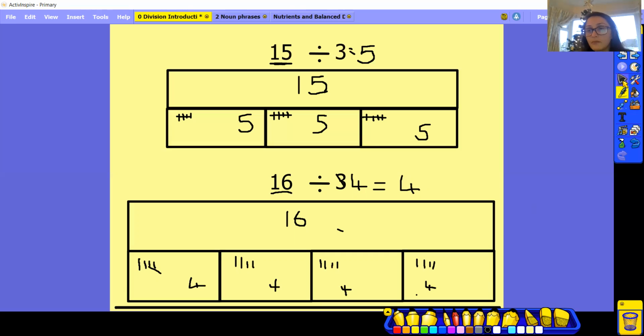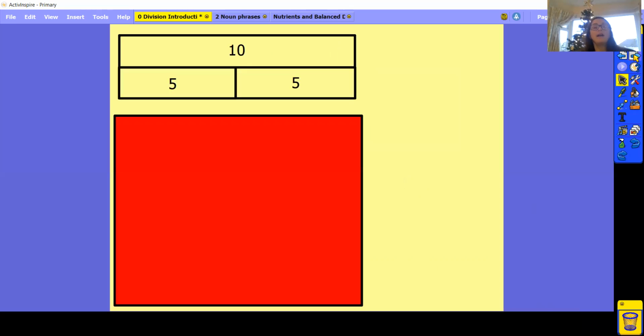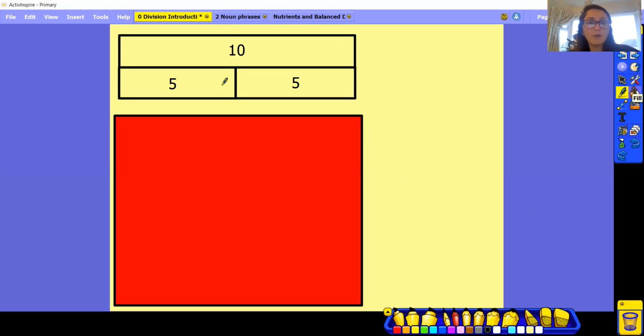Right, so here we have a bar model, but it's already been filled in for us. What I would like us to do is try and work out what this would have been as a number sentence. So here we have, we know we have 2 equal groups because we have 1, 2. And one of those groups equals 5.